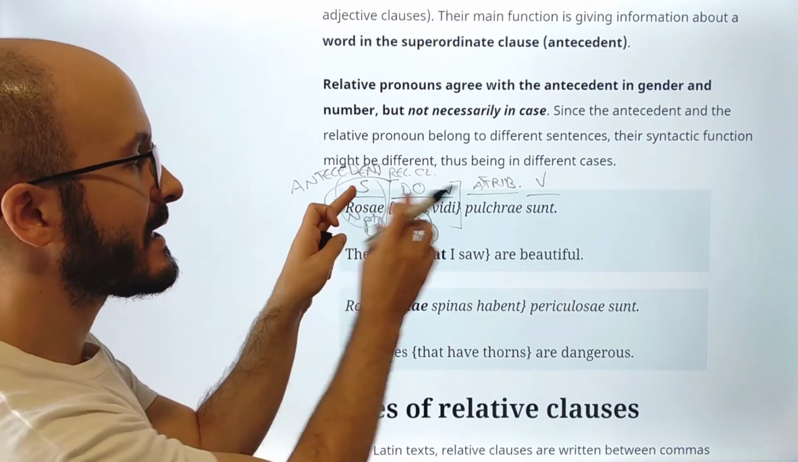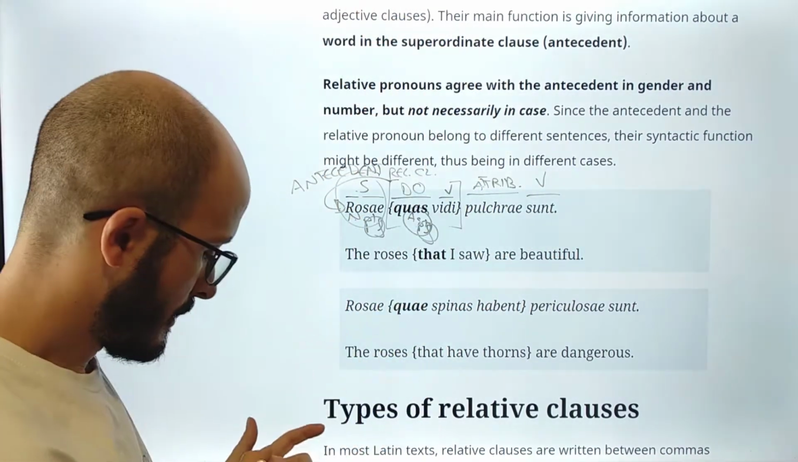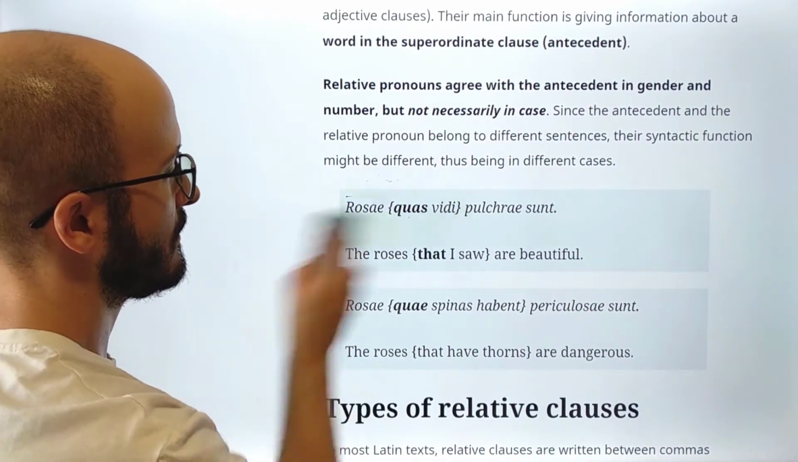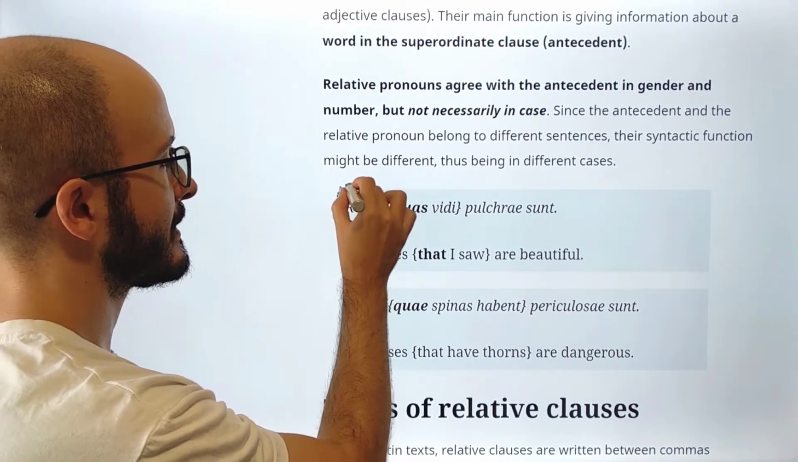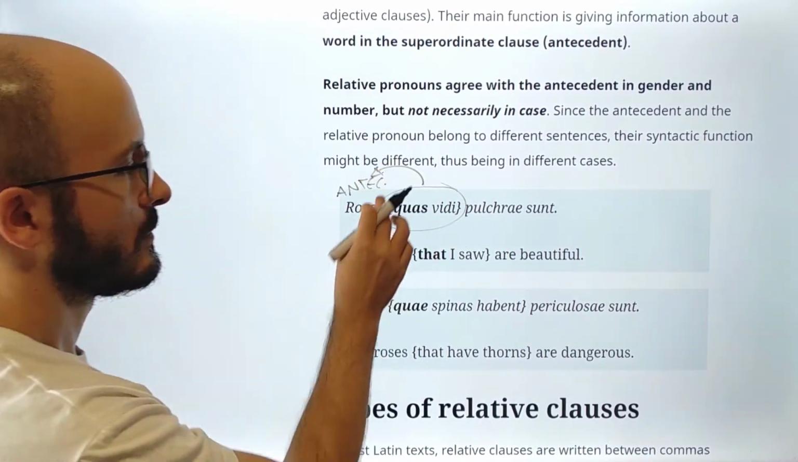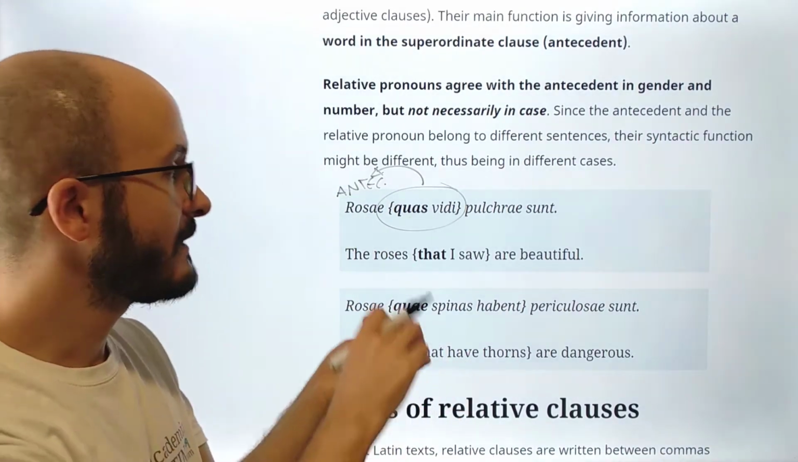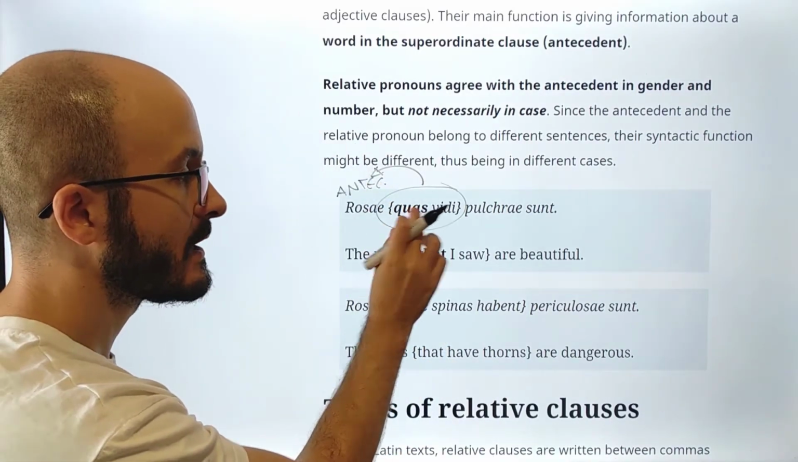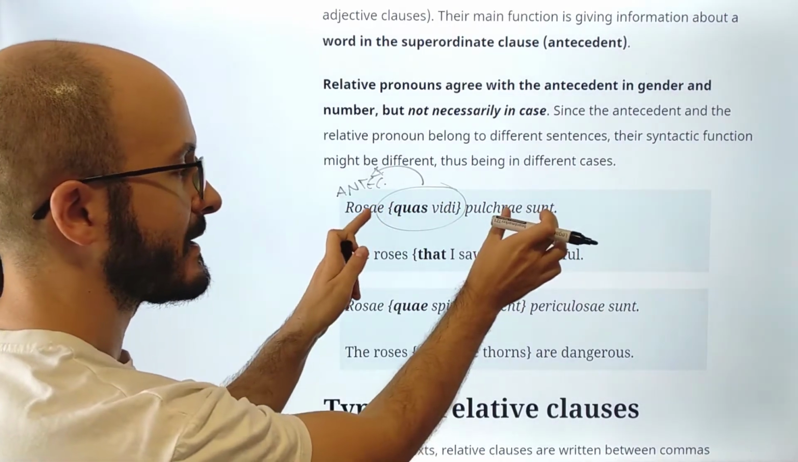Now, Rosae is the subject of the superordinate clause. And this is kind of dirty already, okay? So I'm going to erase all of this. So again, this is the antecedent. This is the subordinate clause, whose antecedent is Rosae. Okay, and Rosae is nominative, plural, feminine. This is accusative because this is the direct object of its sentence. But this is the subject of its sentence.